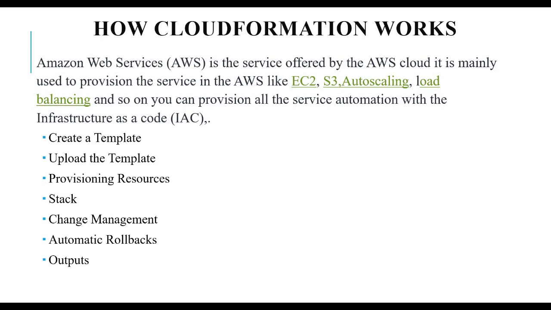First we need to create a template. You define your AWS resources and their configuration in the CloudFormation template, which is JSON or YAML. For example, you can specify an EC2 instance, security group, VPC, etc. You can write this template in JSON or YAML. The next is upload the template. You upload the template to CloudFormation. You can do this via the AWS Management Console, AWS CLI or AWS SDK, Software Development Kit.